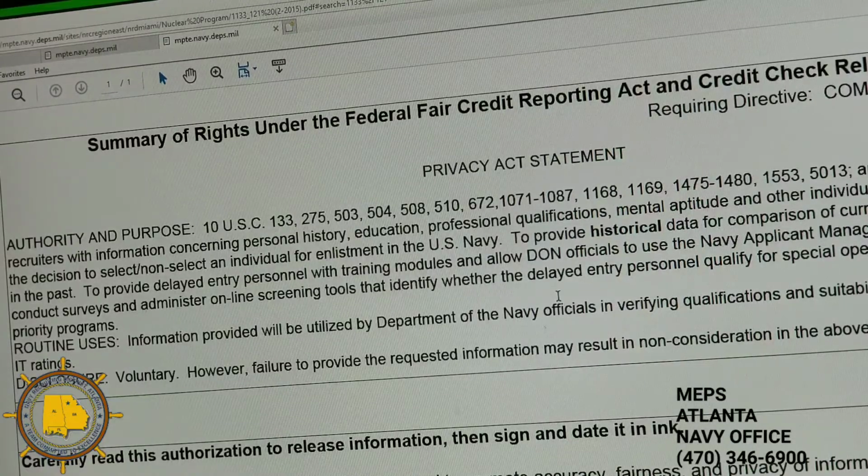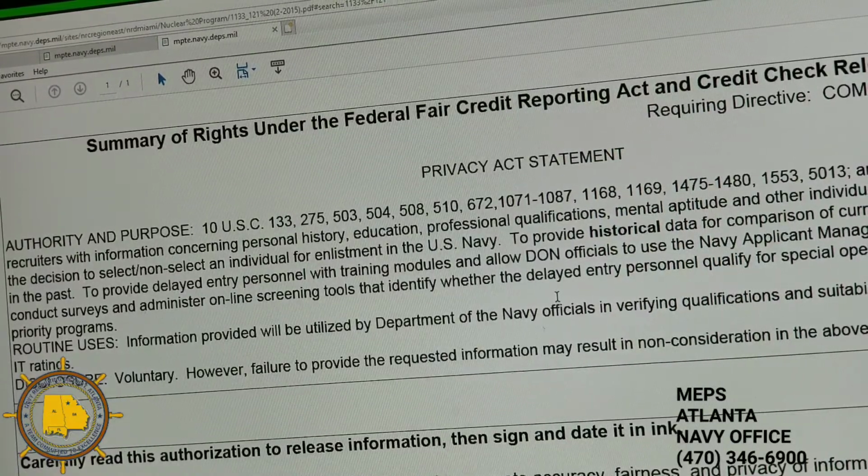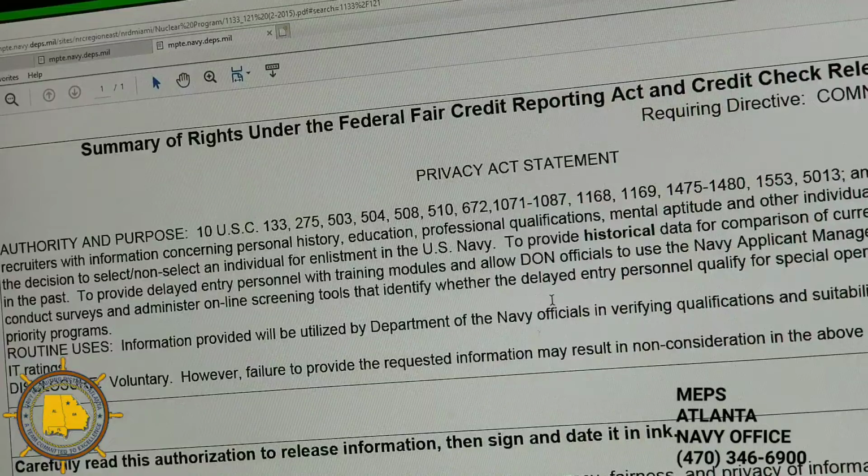This will be similar to if you were applying for a loan or anything like that, or applying for housing, where they run a background check on your credit. The Navy does the same thing to ensure that everything that they told us in the PSSQ about their finances is on the up and up.